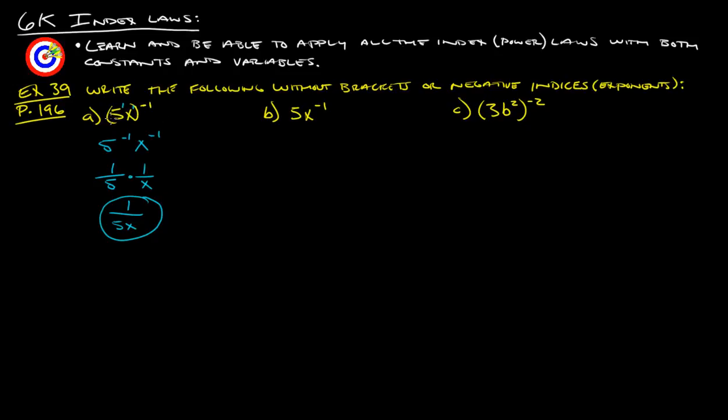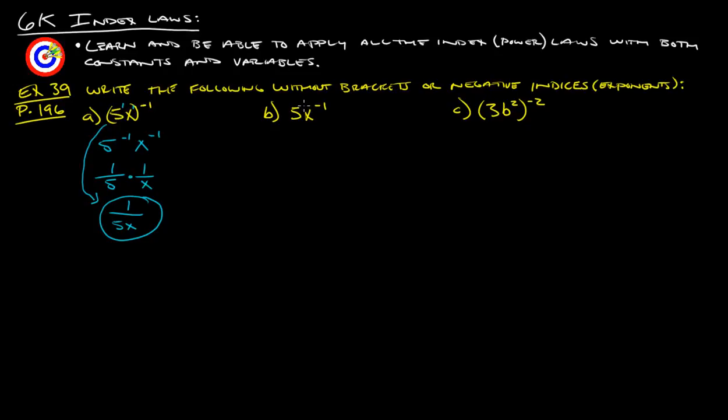5x. Okay? A simpler way to do that would really just be to go straight from this step to that there, because if you think about it, it's 5x to the negative first, so that's just 1 over 5x. So you can do it either way. If you can do that shortcut way, then go for it.